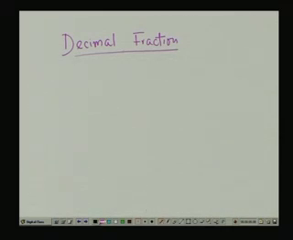Now, if I take a fraction, say I am taking some decimal fraction, 0.75, and I want its binary value. Now, what is the rule?